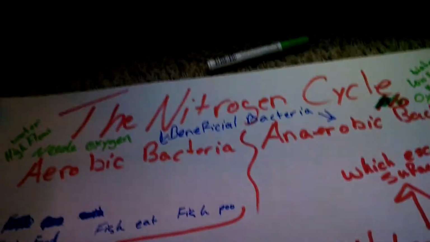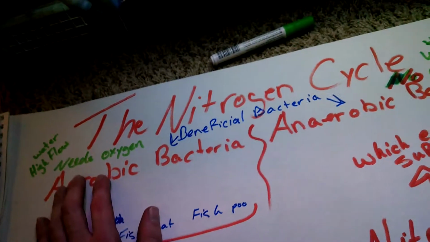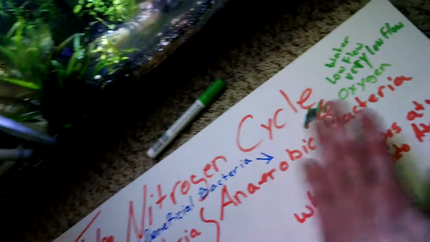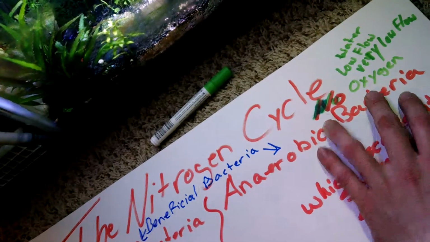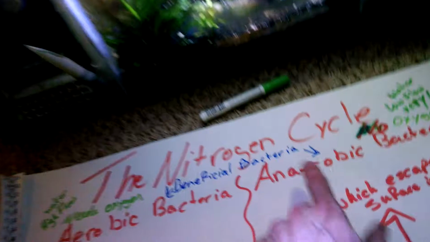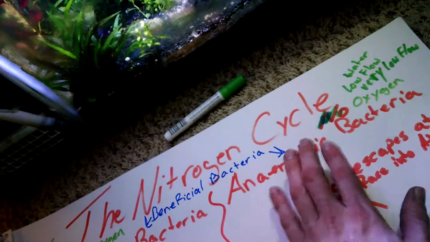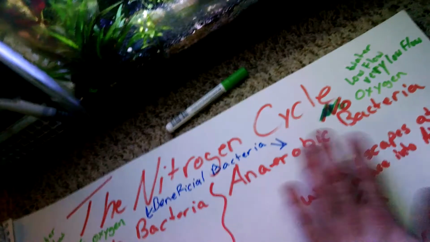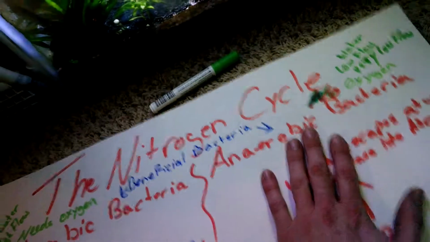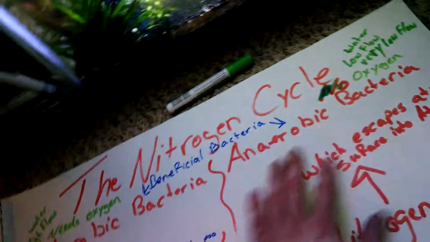Let's talk about the nitrogen cycle. The nitrogen cycle consists of beneficial bacteria: aerobic bacteria, which needs oxygen, and anaerobic bacteria, which needs no oxygen, very little flow, very little oxygen, no oxygen. It actually will die if oxygen is presented to it. So if it comes in contact with oxygenated water, it will actually die. So it really needs no oxygen in the water, this bacteria.